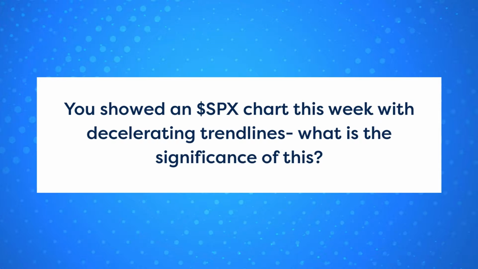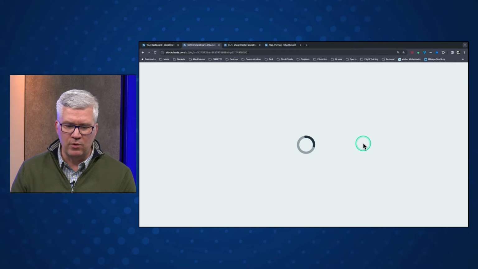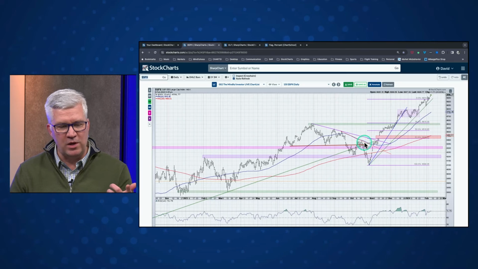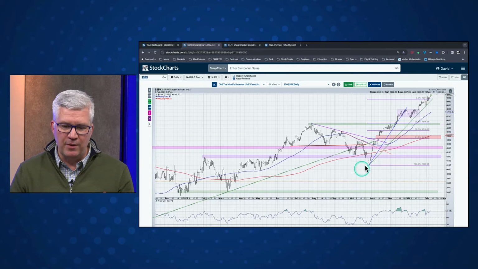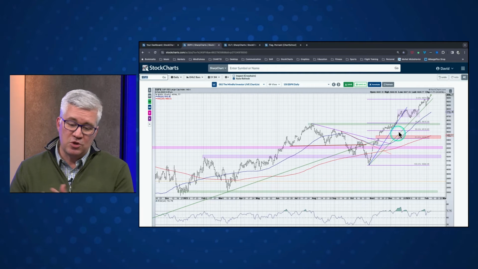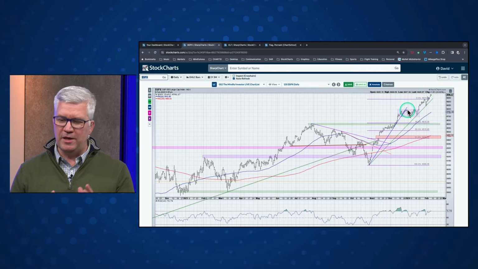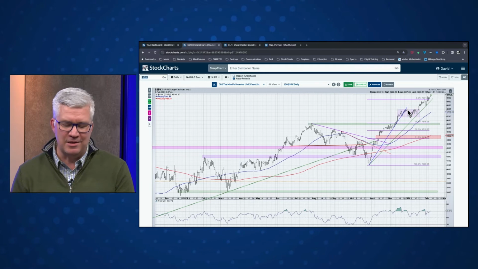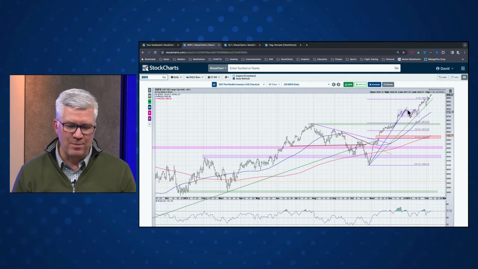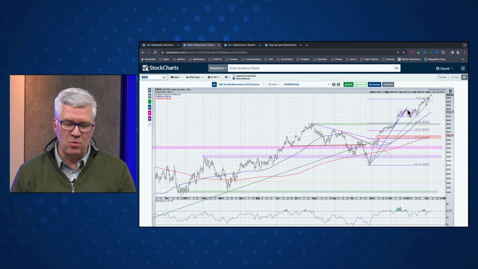Next question. You showed an S&P chart this week with decelerating trend lines. What's the significance of this? I think you're talking about my daily chart of the S&P 500. We really talked about this particular set of trend lines earlier this week, through the course of the week. You described them as decelerating trend lines. I think that's fine. You could call them trend fan lines, and there are different ways to describe it, but decelerating trend lines is how I would describe it as well.